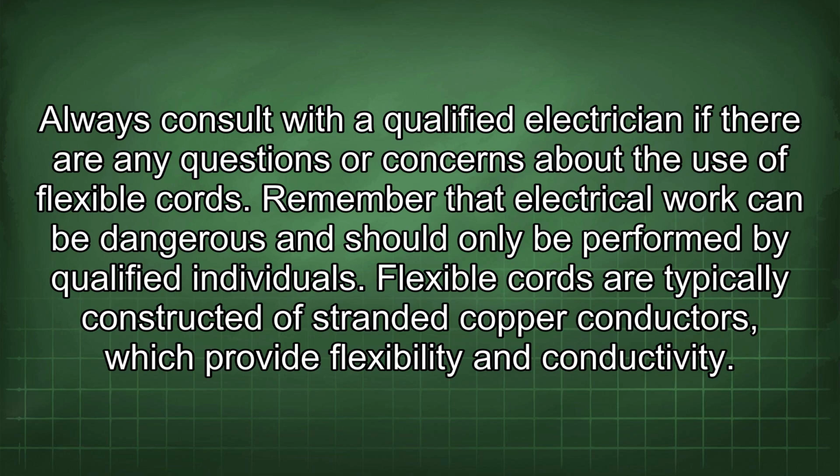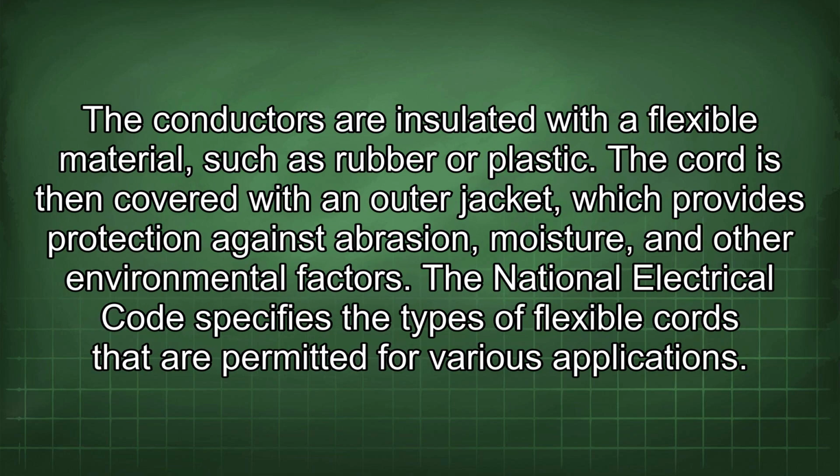Flexible cords are typically constructed of stranded copper conductors, which provide flexibility and conductivity. The conductors are insulated with a flexible material, such as rubber or plastic. The cord is then covered with an outer jacket which provides protection against abrasion, moisture, and other environmental factors.